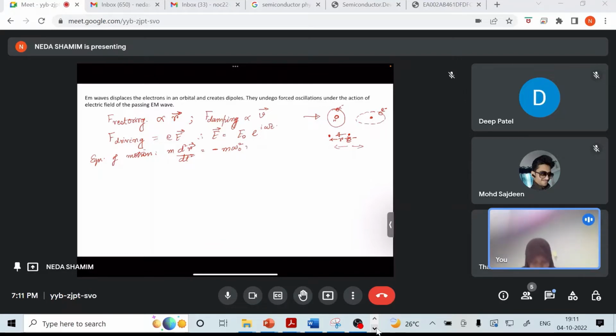Minus, there will be some damping, so there will be a damping coefficient associated with this. This damping coefficient, say, is gamma, and this will be dr/dt. And of course an electric force is associated with it, that is e times the E vector. Now this is a second order differential equation.